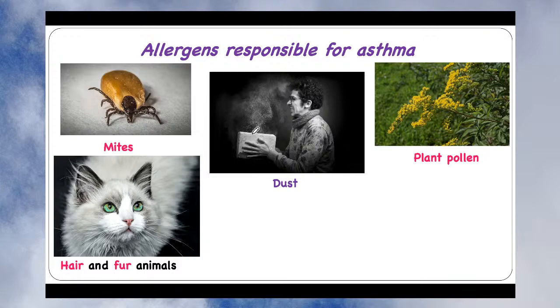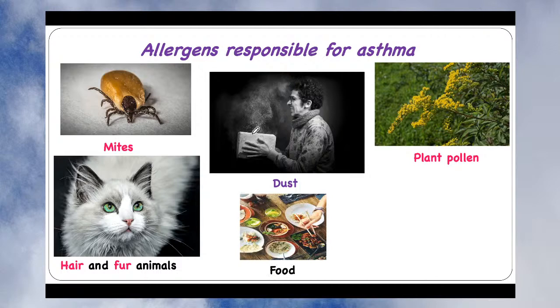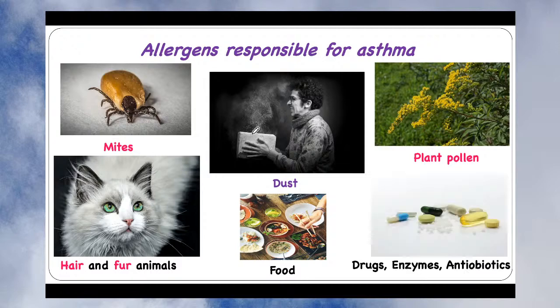The fourth one could be the hair and fur of animals. Some patients are allergic to the hair and fur of especially domestic animals, for example dogs or cats. If you come in contact with their hair and fur, you may suffer from allergy. Then food: some patients are allergic to food. When they take specific food, they suddenly suffer from a hypersensitivity reaction or anaphylactic shock. So food could also be one of the reasons. And lastly, some patients are allergic to drugs, enzymes and antibiotics.